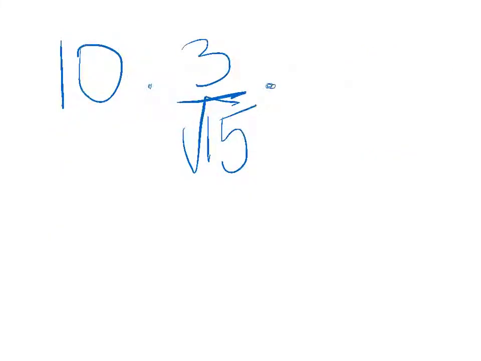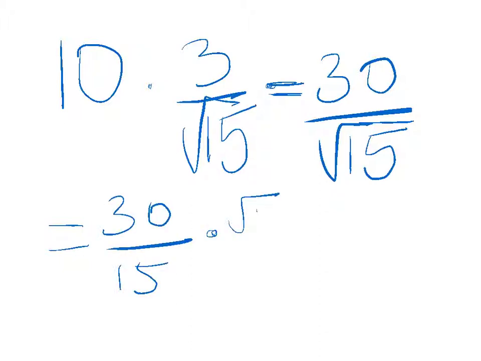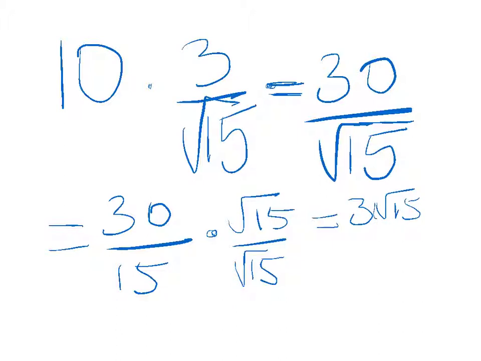Let's look at something else. If we have to multiply by a fraction that has a radical in the denominator, we want to go ahead and do the multiplication. Then we have a similar situation to the previous slide, where we multiply by radical 15 divided by radical 15, we still have to simplify, and so this result is 2 radical 15.